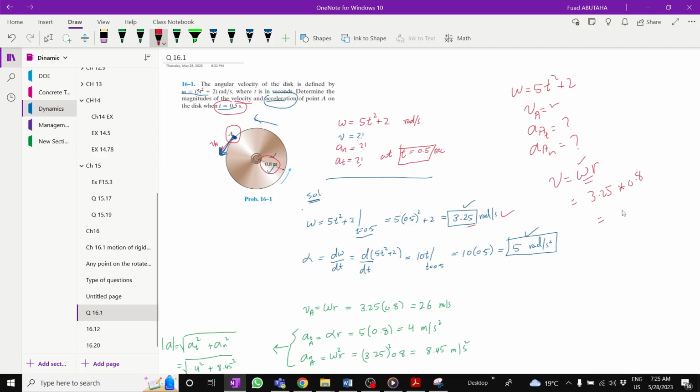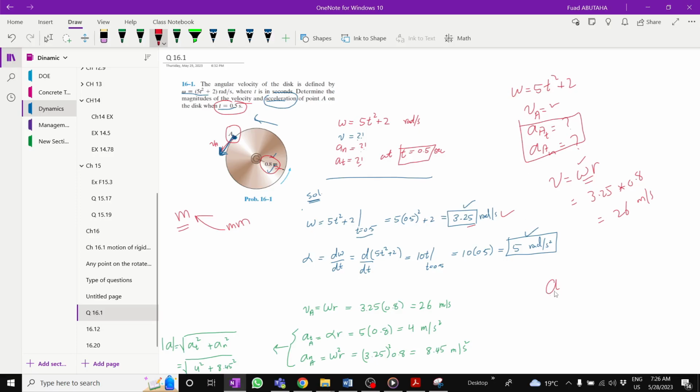It will end up with 2.6 meters per second. You need to know that you always need to convert to meters. Here it is in meters, but in another question they might give it to you in millimeters, and you need to convert it to meters. The other requirement is the acceleration.